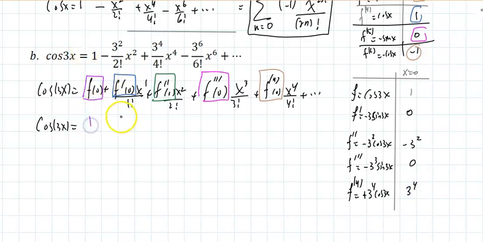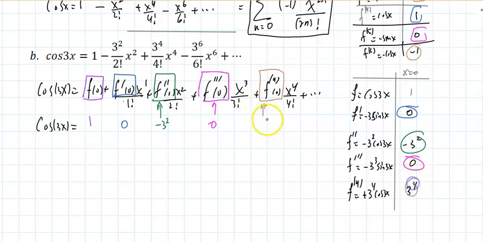I know this is a 1. I know this is a 0. I know this is a negative 3 squared. And I know this is a 0. And I do know that this is a 3 to the 4th. So if I fill in the blanks, that's 1 plus 0x to the 1 over 1 factorial minus 3 squared over 2 factorial x squared. The black part doesn't change.